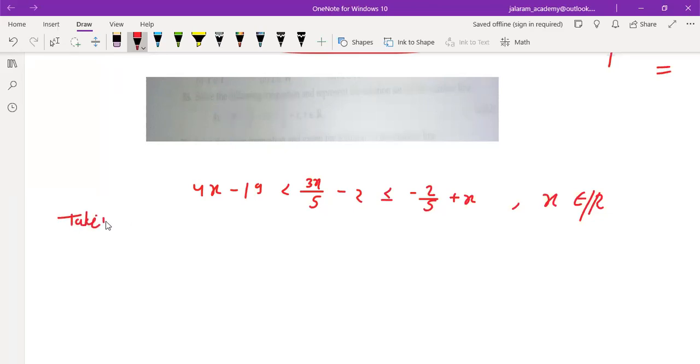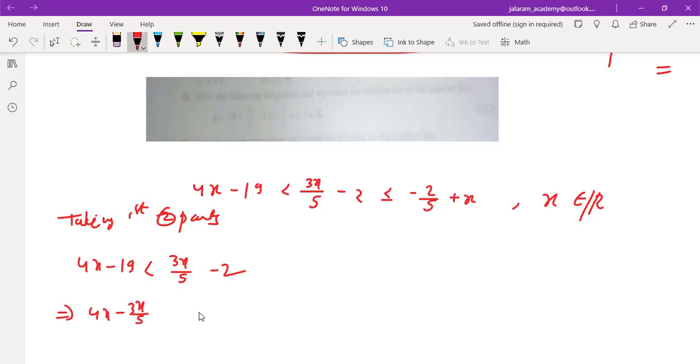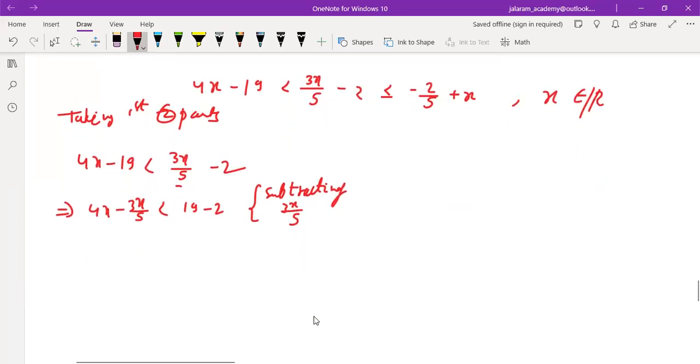Now first we take two parts only. Taking the first two parts, we get 4x minus 19 is less than 3x by 5 minus 2. It implies subtracting 3x by 5 from both sides and adding 19 to both sides. And in between them there is the inequality which is less than. So we write subtracting 3x by 5. This is compulsory to write as the reason in subjective questions.